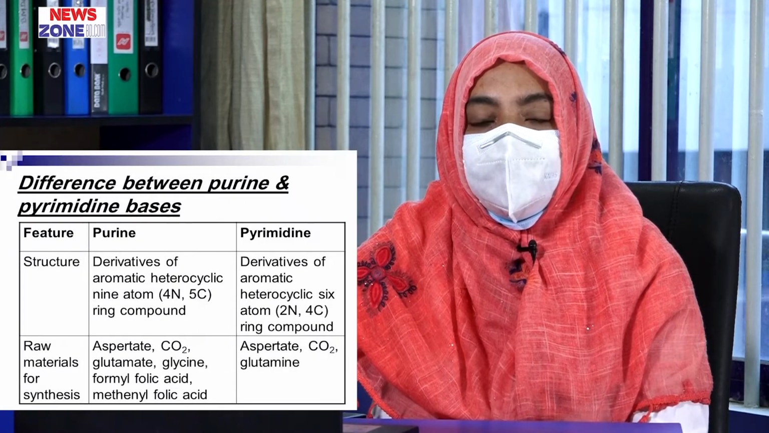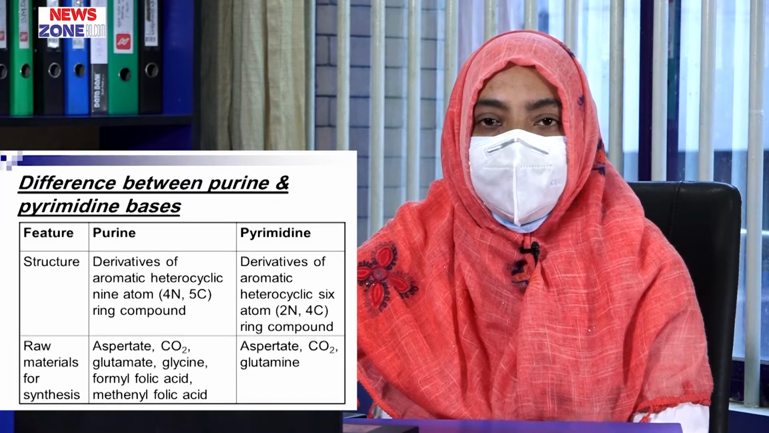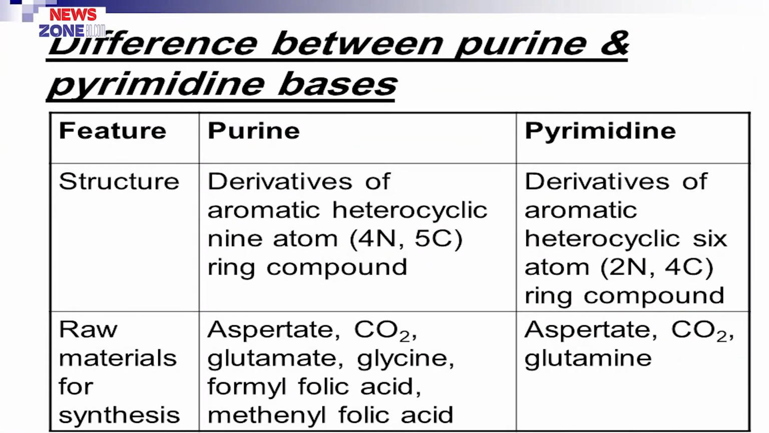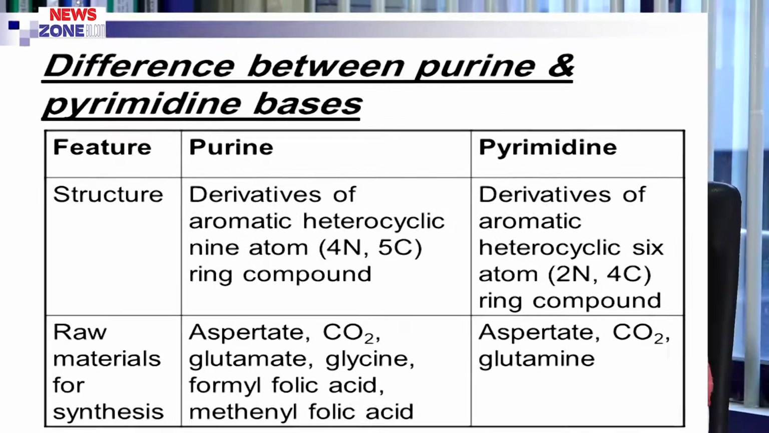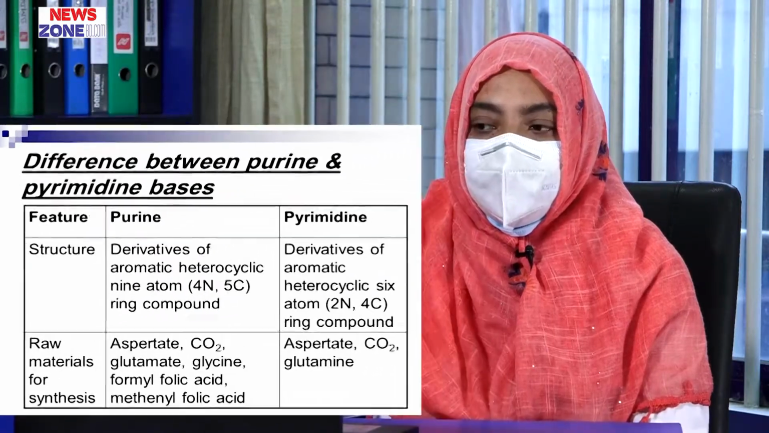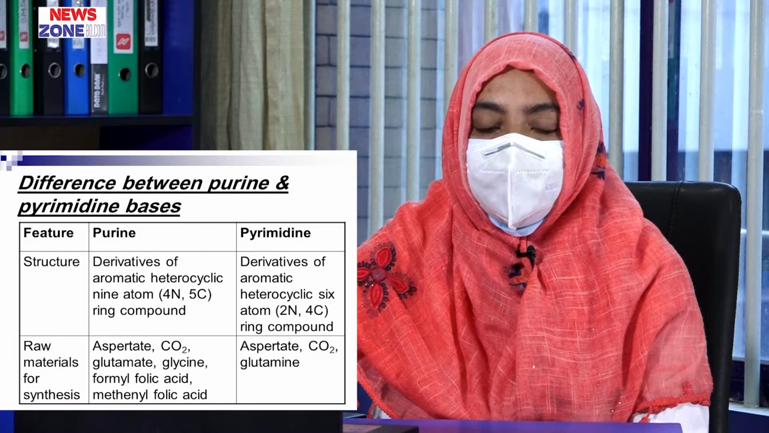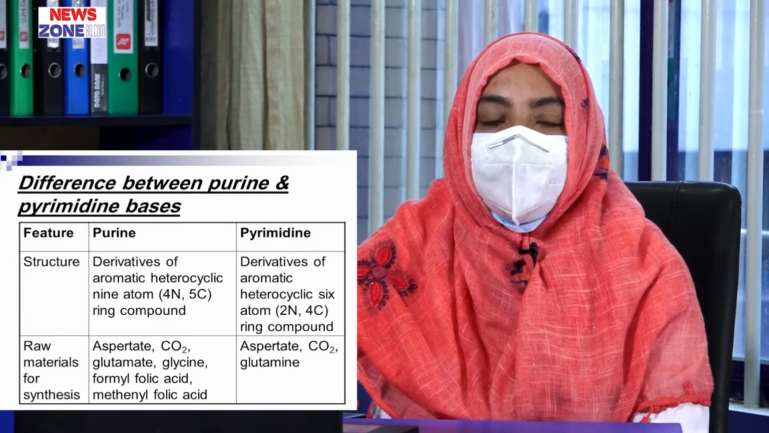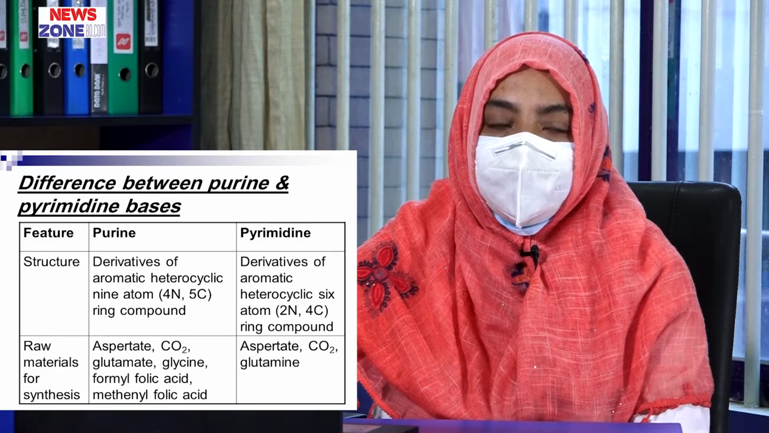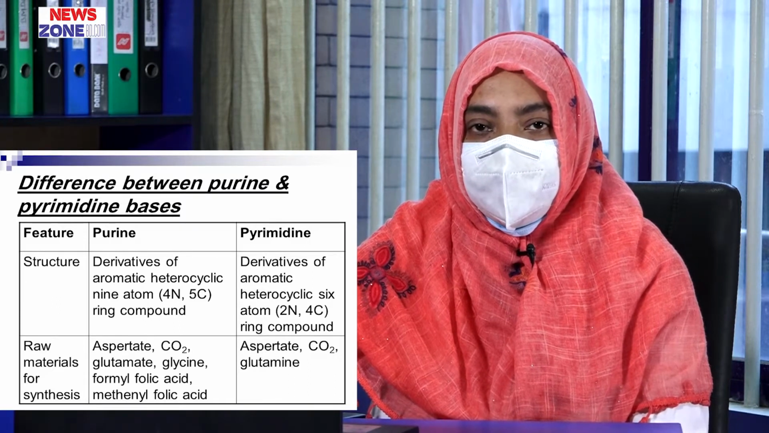Now come the differences between purine and pyrimidine bases. First come the structure. Purine bases are derivatives of an aromatic heterocyclic 9-atom ring compound, among which 4 are nitrogen and 5 are carbon, and pyrimidines are derivatives of an aromatic heterocyclic 6-atom ring compound, among which 2 are nitrogen and 4 are carbon atoms.